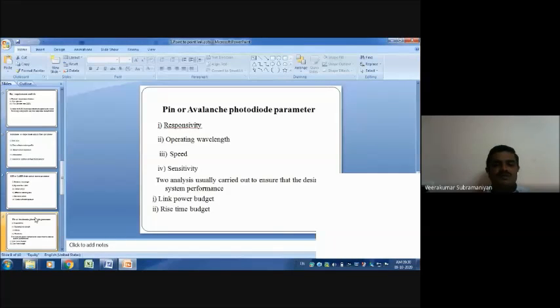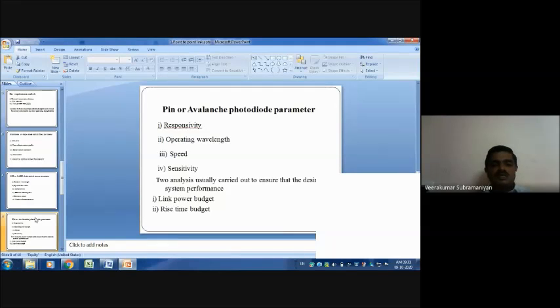Then operating wavelength. It operates at which specific wavelength, and according to that we have to select. Then speed of light signal conversion, the conversion ratio of light into electrical energy. Then the fourth one is sensitivity. These are the major four parameters we have to consider before designing our fiber optical receiver unit.